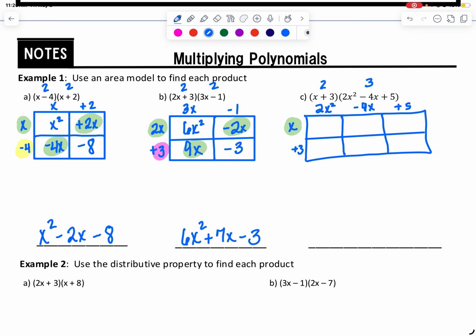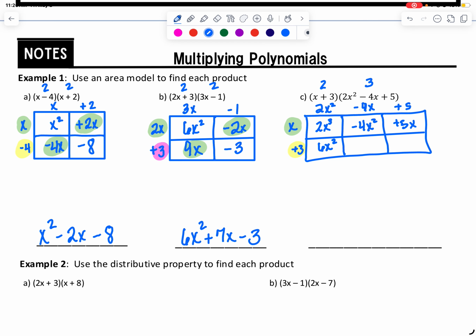All right, so let's take x times 2x squared. That would give me 2x to the third power. Remember, to multiply like powers, we add the exponents. Then x times negative 4x would give me negative 4x squared. And then x times 5 would give me positive 5x. All right, now I'm going to do the same thing with my bottom term. Positive 3 is going to get multiplied by everything in that top row. So 3 times 2x squared would be 6x squared.